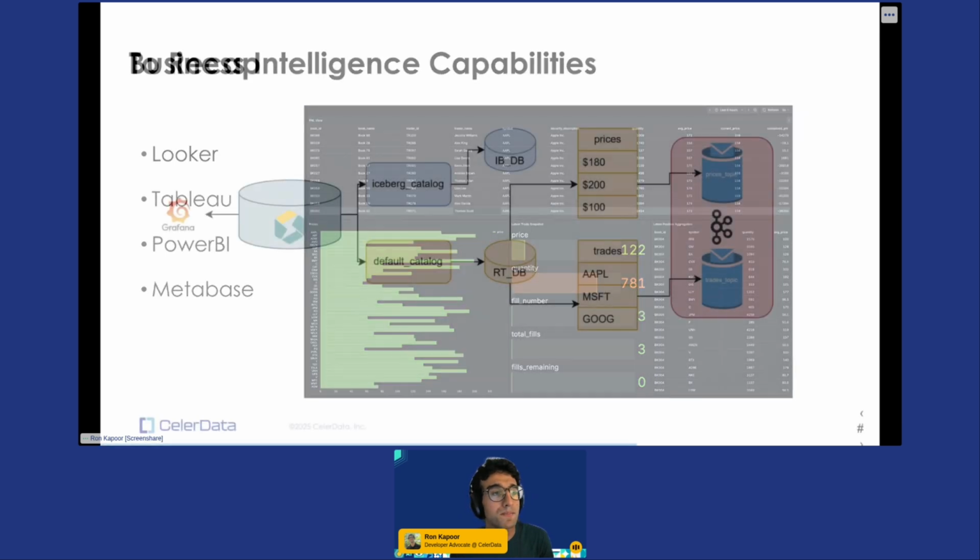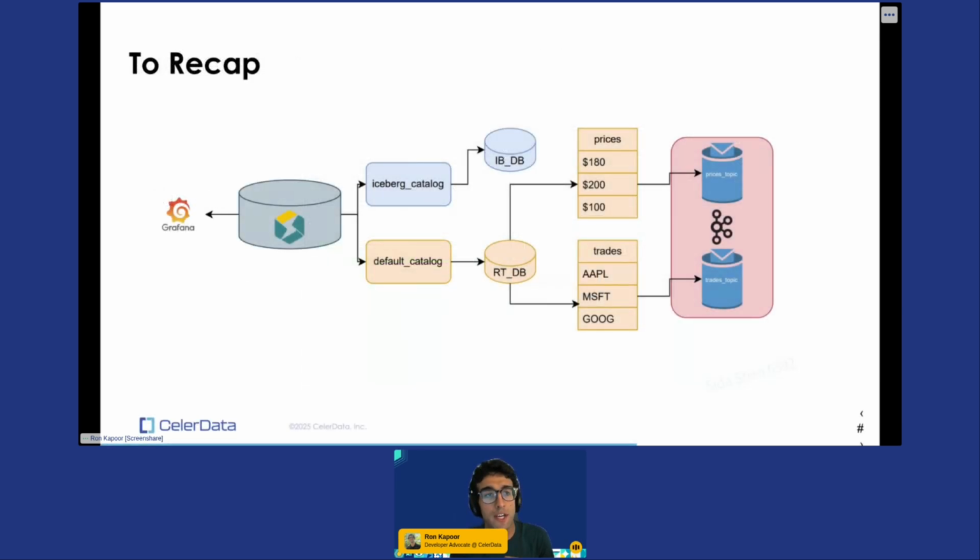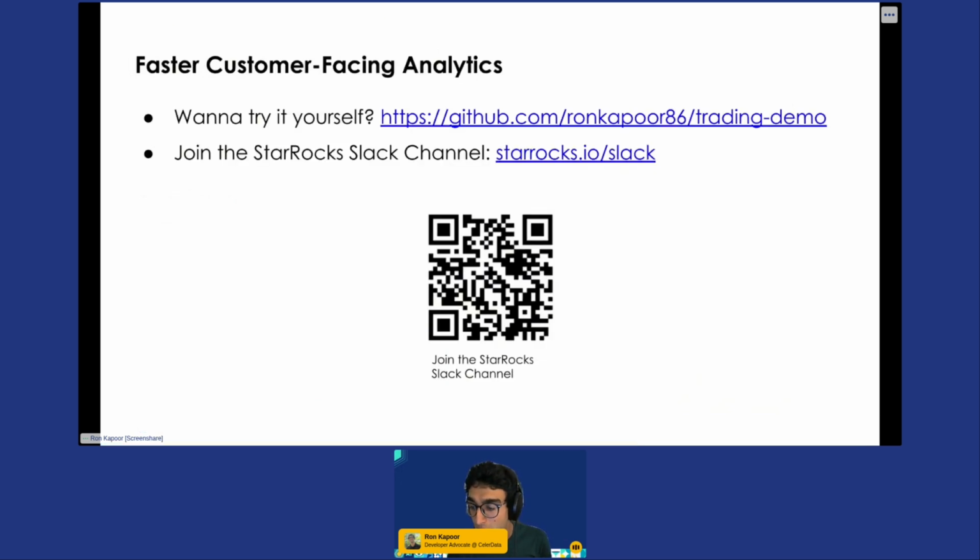Otherwise, to recap, this was our architecture, right? We covered some of the issues, some of the pillars of modern warehousing, some of the problems, but more importantly, the features of StarRocks. So, materialized views, external catalog integration, business intelligence capabilities, and how StarRocks can be your one-stop shop for splitting your financial services information and modernizing your stack. So that is pretty much it in regards to the session.